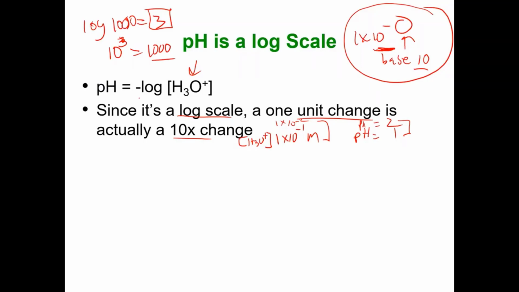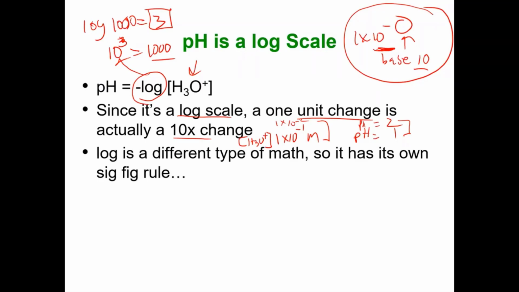And why is that? We're using log, which is base 10. So it's a different type of math. It's a different operation. And because it's a different operation, right? We had rules for the operations of addition and subtraction, and then we had rules for multiplication and division. We have new significant figure rules. So it brings it back.